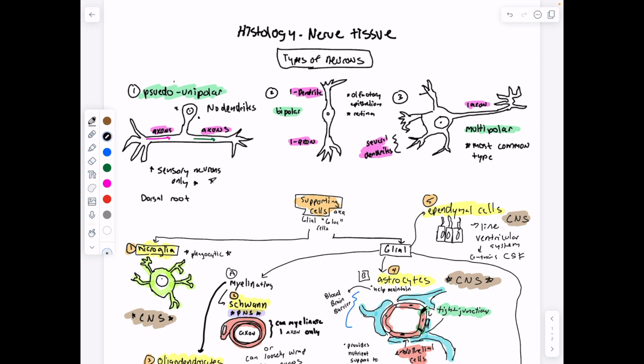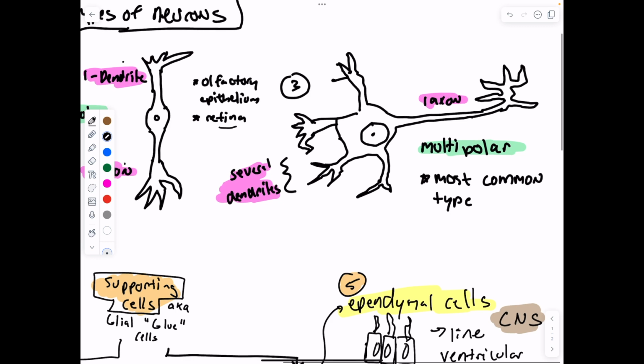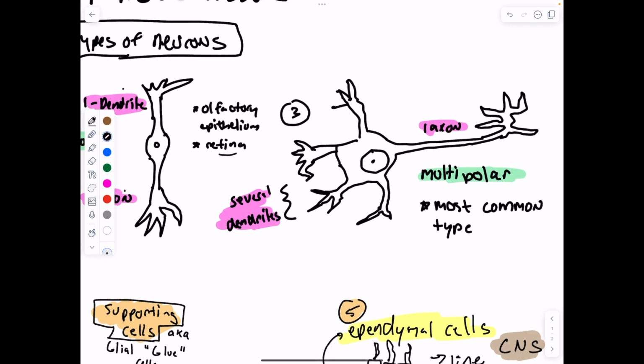Okay, so I'm going to erase that little line. I think it's confusing. All right, and then we have our bipolar neurons, which have a single axon and a single dendrite. These are typically found in the retina or olfactory epithelium, but just one dendrite, one axon. And then we have our third type, which is our multipolar neurons, which have several dendrites and just one axon. These are our most common type of neuron.